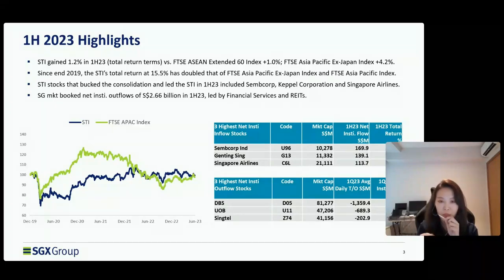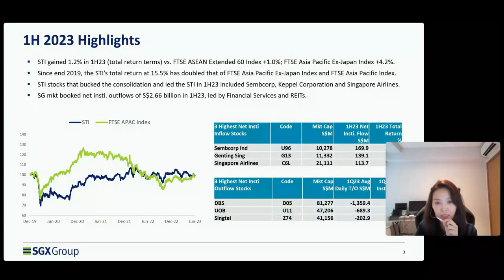So some of these movements, we've seen that STI ended the first half of the year still in the green, but gaining just marginally by about 1.2%. But still, if you look at the performance since the end of 2019, which is actually before the start of COVID, STI is still leading the FTSE APAC and FTSE ASEAN indices with a total return of 15.5%, which is almost double that of the APAC ex Japan index and the APAC index.